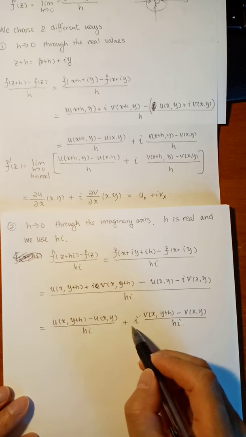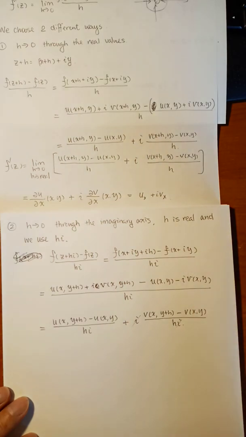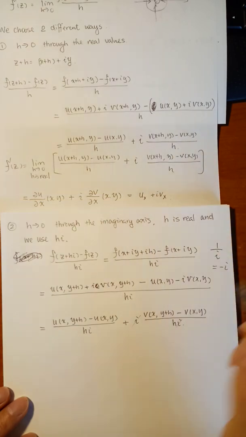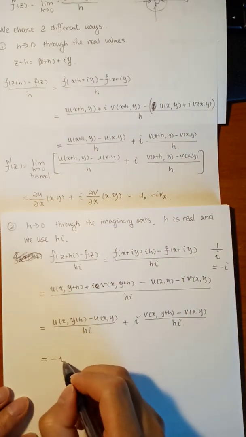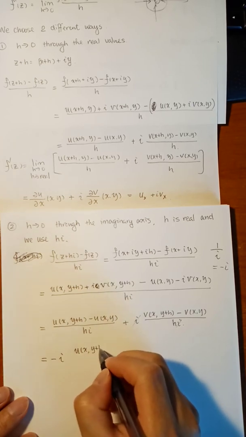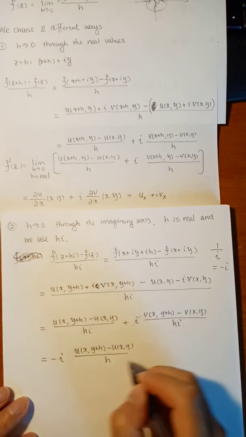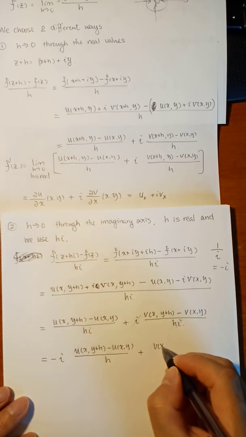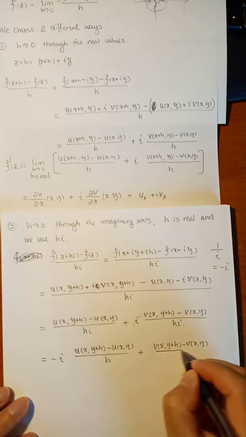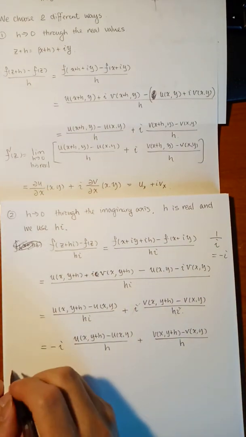And then you see here, this i and this i, they cancel. And this denominator i, when flipped to the numerator, the reciprocal of i is negative i. So you actually have negative i times u of x comma y plus h minus u of x comma y over h, plus v of x comma y plus h minus v of x comma y over h. See it? And then you let h approach 0.